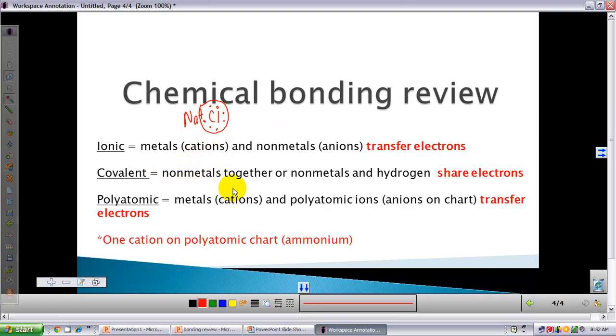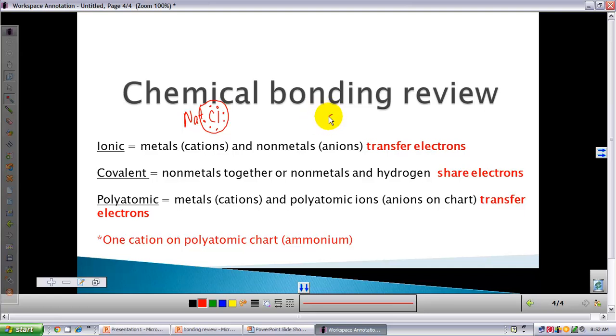Covalent bonds are going to share electrons. These are nonmetals with nonmetals, or if you have nonmetals and hydrogen, like ammonia, or water, for example. Water has hydrogen and oxygen. That's a covalent bond. Now, in a covalent bond, you're going to have some sharing happening.